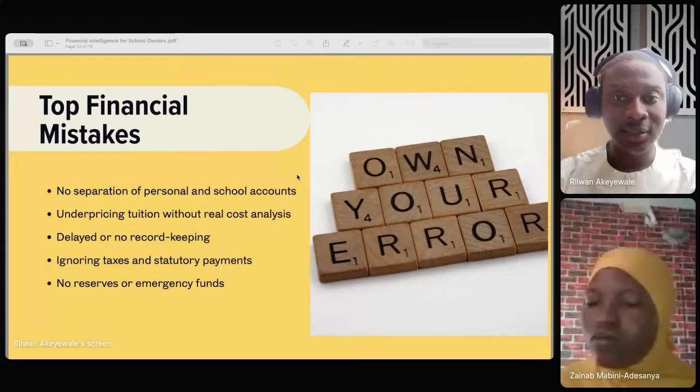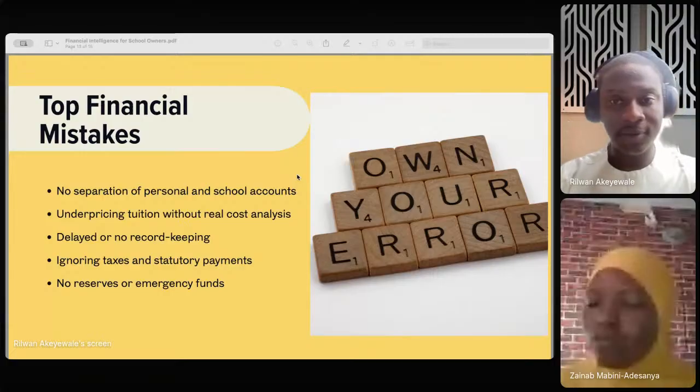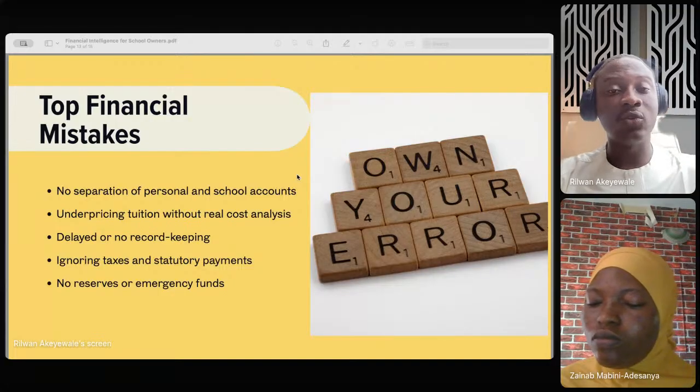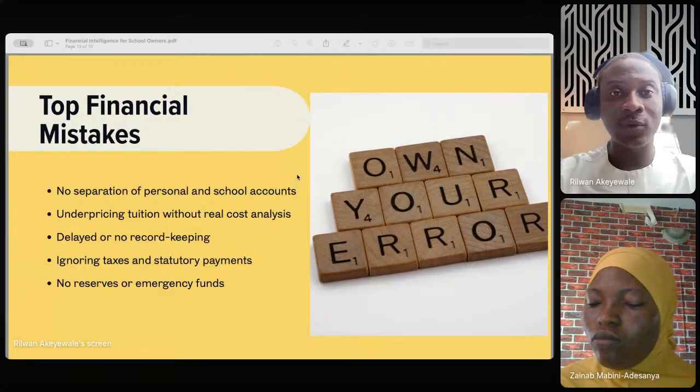Allocate a salary to yourself. Even if it's 5 million naira, you're paying yourself a salary every month. All right, so that way you know that, okay, this is what I'm paying myself every month. And you also be treated as one of the staff of the school, or one of the employees of the school. So you get your salary every month and that's it.